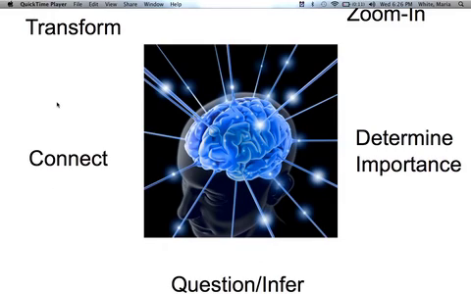Hopefully, you noticed that transform, connect, and question and infer are still there. So those are all parts of your brain and your comprehension that you will still be using when you read nonfiction or fiction. You'll notice the question and the infer category have been smushed together. They are very similar. But remember, inferring is more like predicting.